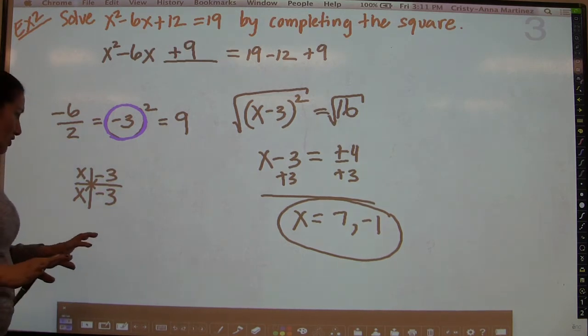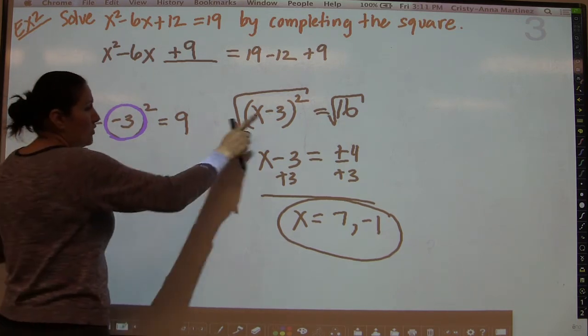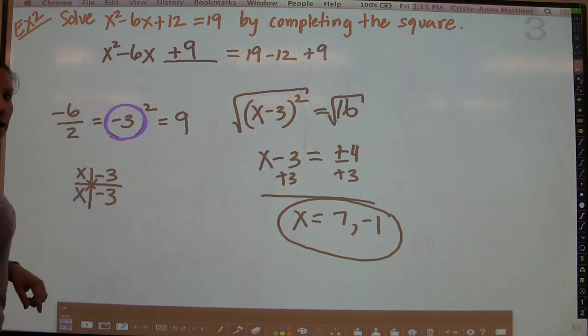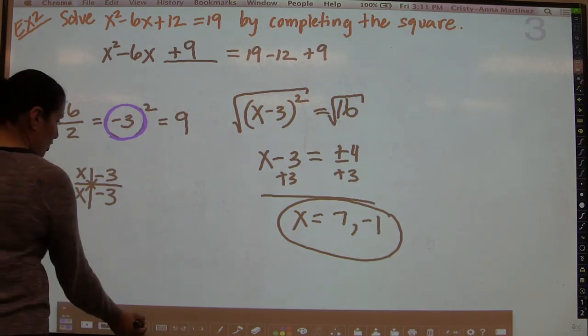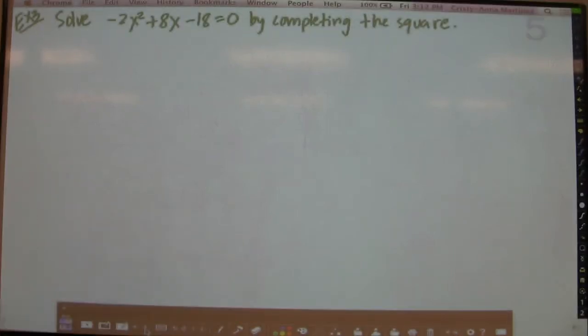Now if you want to factor it, you can. But if you want a shortcut, because we know that the completing the square process will always work, once you do this, you can go straight to this step. And in my next example, I will do that. All right, but first you are going to do this example. And then I'm going to go to example 3 here.